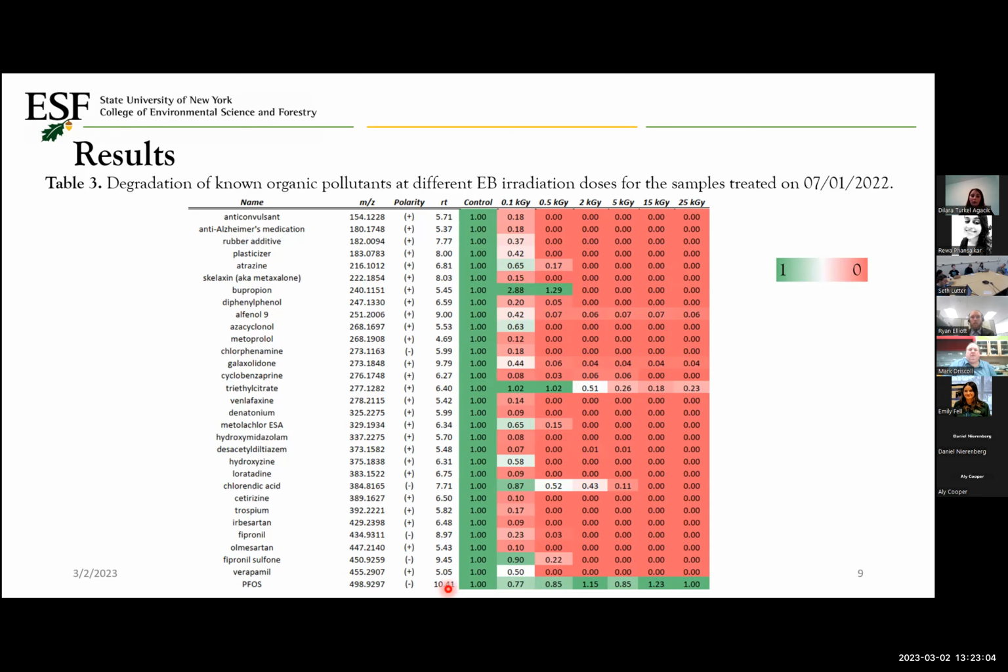However, we were not able to degrade PFAS compounds, which exist in the beginning of the process, and even after 25 kilogray irradiation, they still exist in the wastewater because it requires more energy to break them down. So we know that perfluorinated compounds do not degrade by this method.